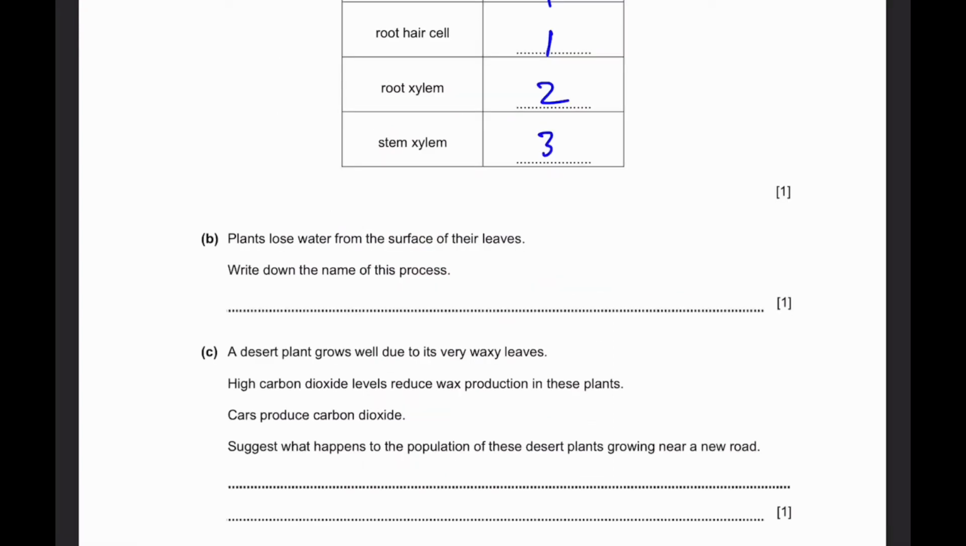Part B. Plants lose water from the surface of their leaves. Write down the name of this process. We just spoke about this. Transpiration. This is how the water gets out of the leaf. Part C. A desert plant grows well due to its very waxy leaves. High carbon dioxide levels reduce wax production in these plants. Cars produce carbon dioxide. So just what happens to the populations of these desert plants going near a new road.